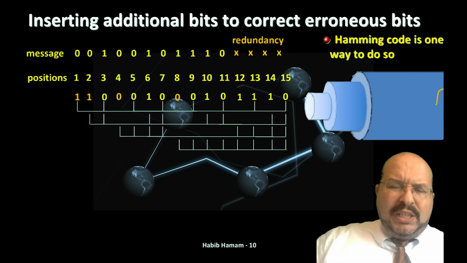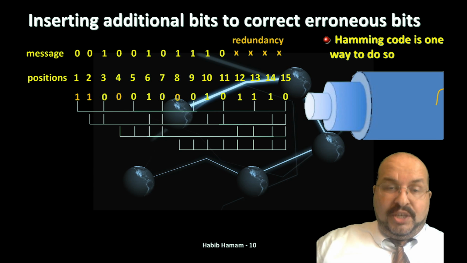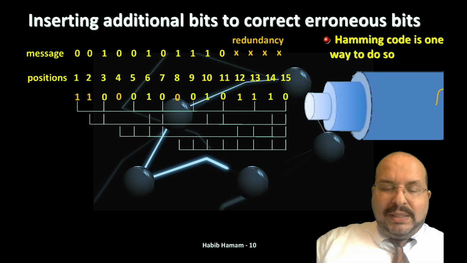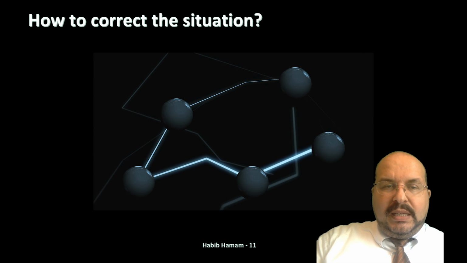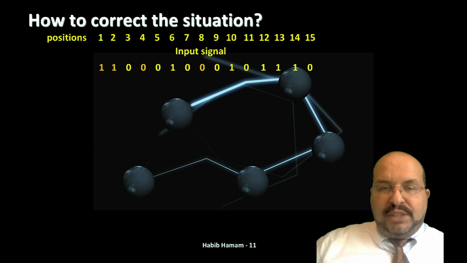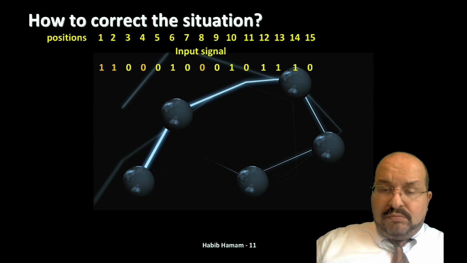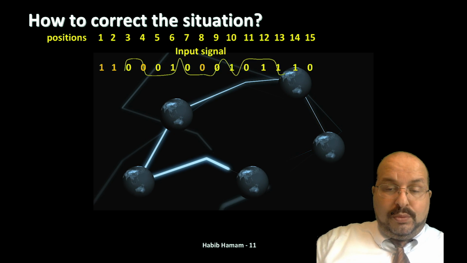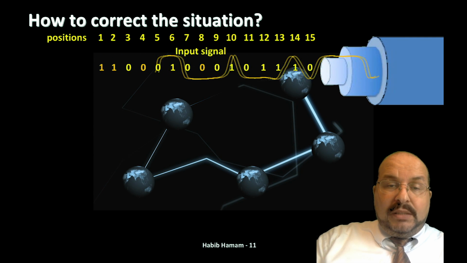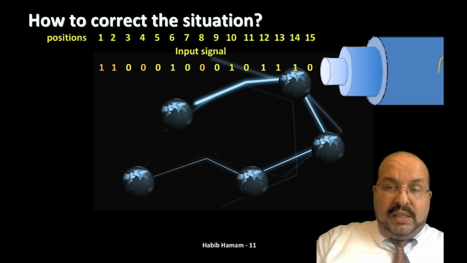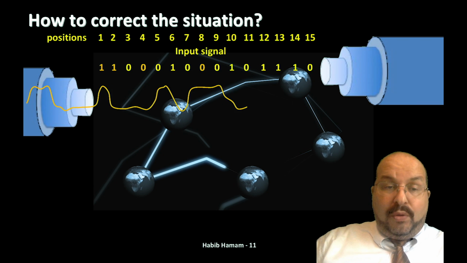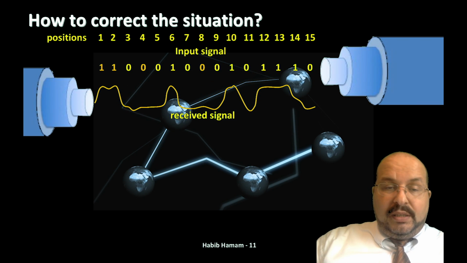Now, why should I do all of this? The objective is to correct the situation when there is an error. What happens if there is an error? Let us see this situation. So we have the positions 1 to 15. That's the input signal that I sent into the optical fiber in the channel. It went out from the other extremity. It gives me something deformed, which is not like the initial one.